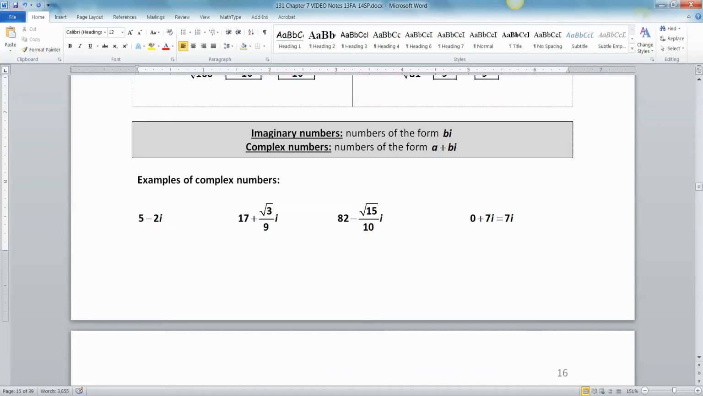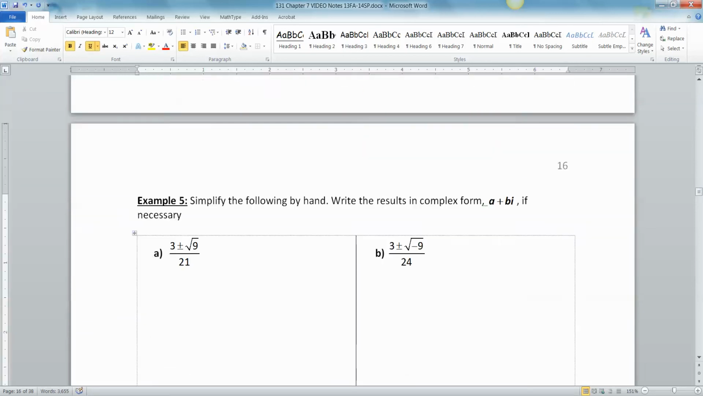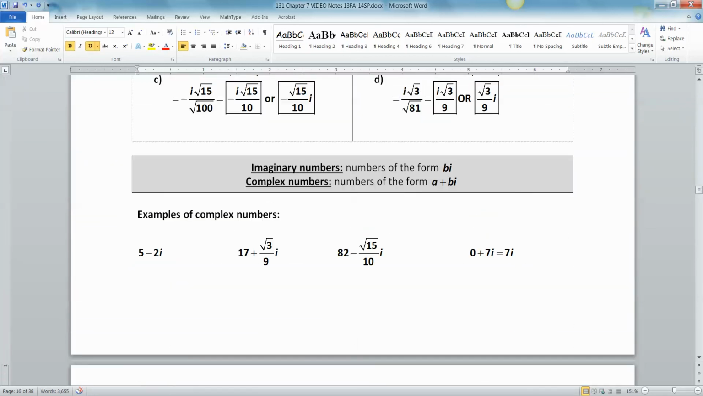All right, so we're done with that section, and then I'll meet you back here for the last part, which is simplifying some pretty ugly looking radical fractions, which are necessary for solving quadratic equations, which is coming later on in Chapter 7. So I'll see you then.